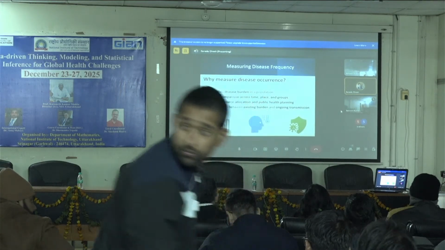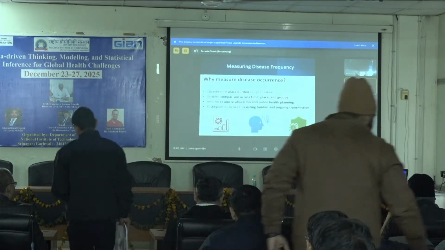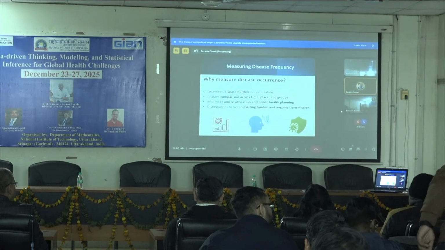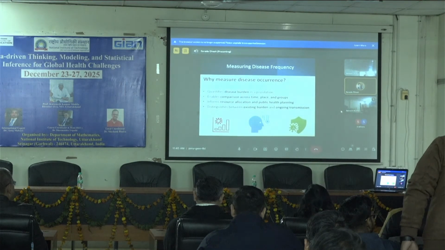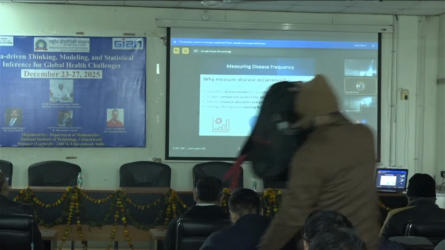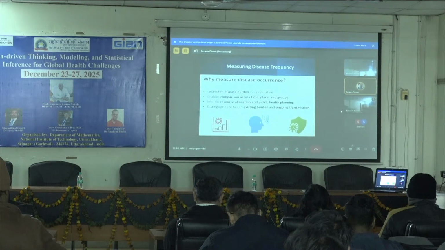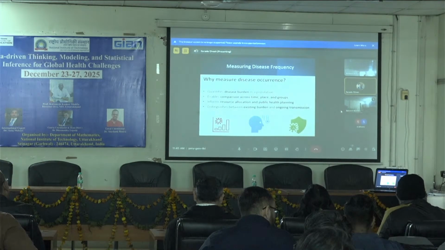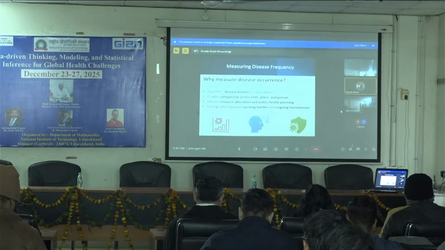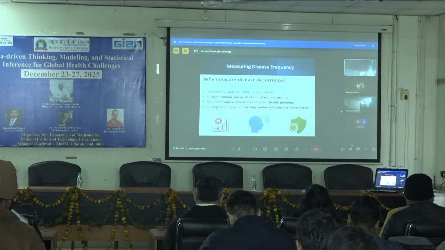It informs resource allocation and public health planning. Based on this, we can make future plans on how to improve outcomes or make policies, and help the policy makers, because basically we want to improve public health. So we measure disease occurrence and distinguish between existing burden and ongoing transmission.